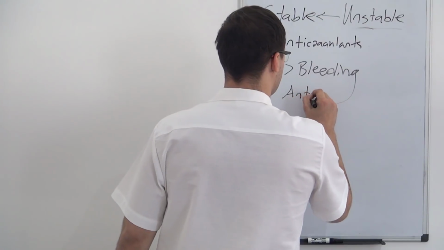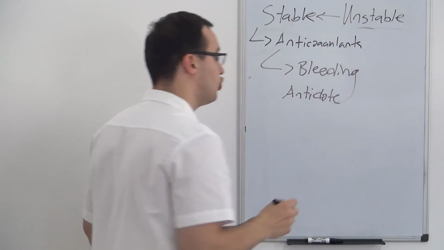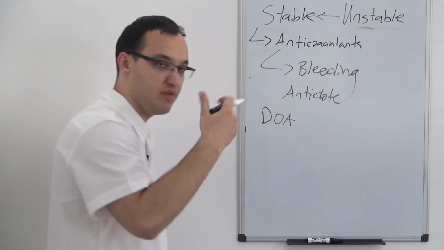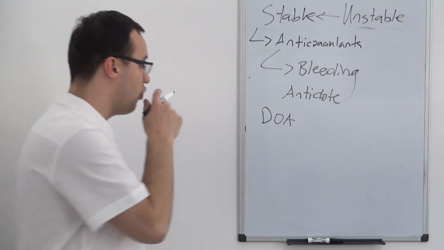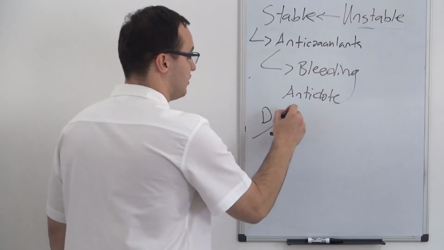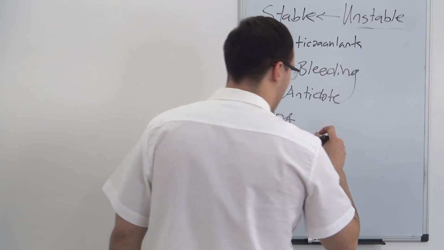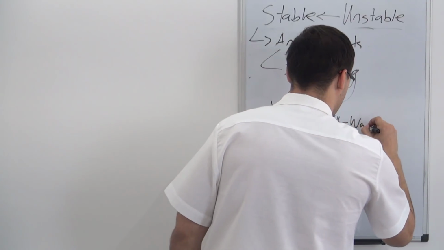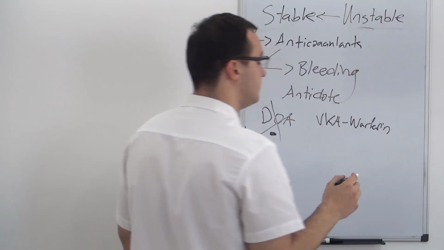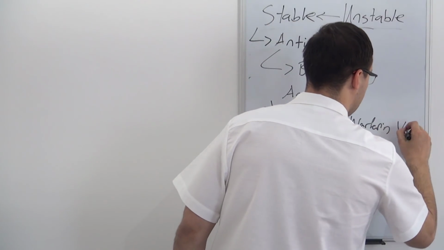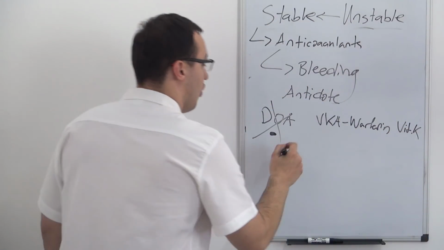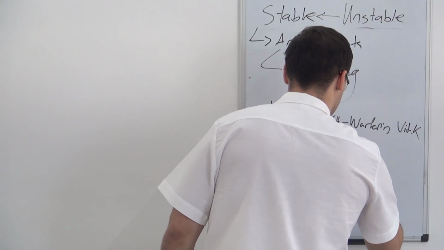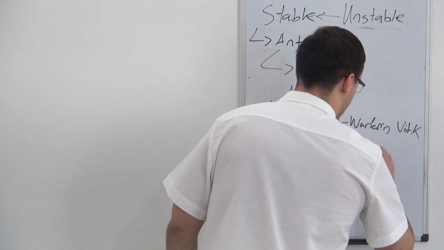What is the antidote? Do we have an antidote for the direct oral anticoagulants, for rivaroxaban and all these? No, for the oral medications we don't have an antidote. So we only have an antidote for the vitamin K antagonist, which was warfarin. And what is the antidote? The antidote is vitamin K. What do we have for low molecular weight heparin? We have an antidote, which is protamine sulfate.